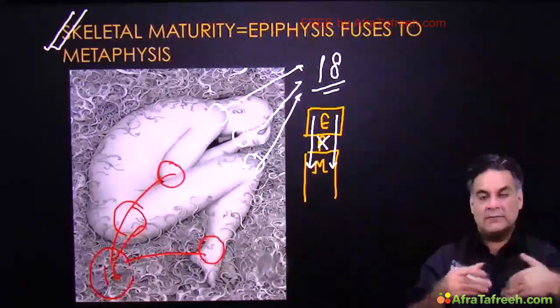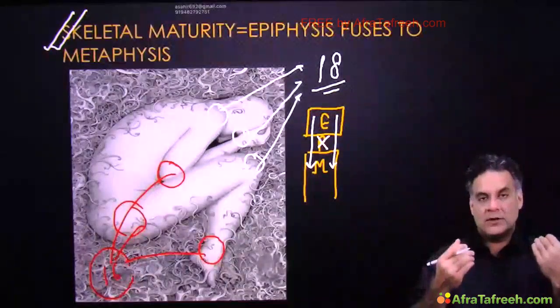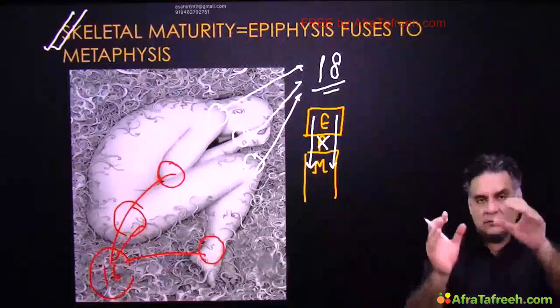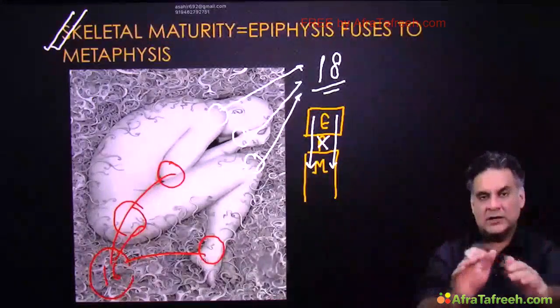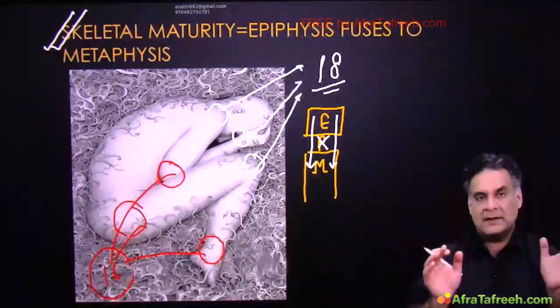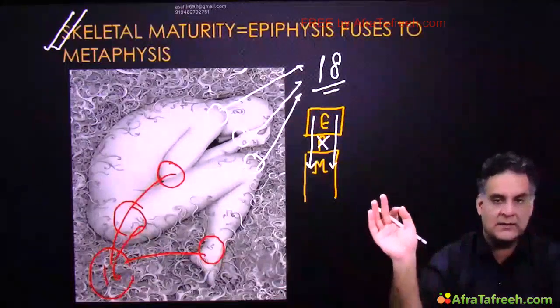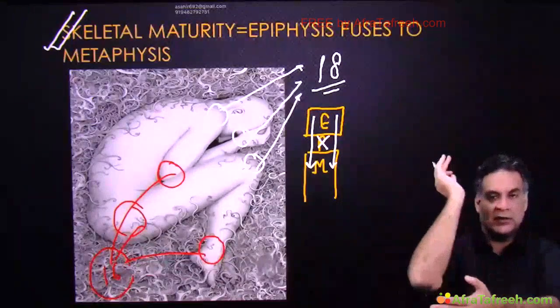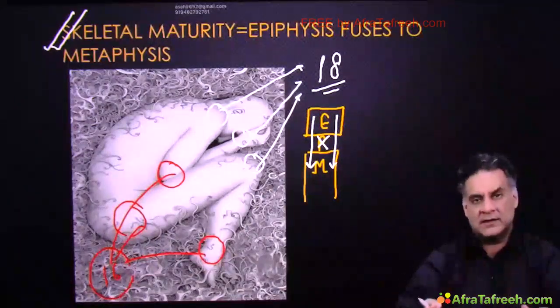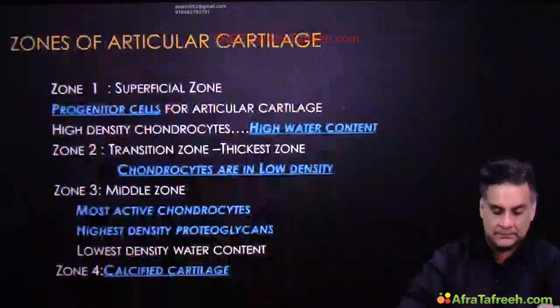So those who look up, they grow more: shoulder, wrist and knee. Those who look down finish early: hip, ankle and elbow. 16 years. One of the commonest questions here: elbow ossifies at what age? So elbow, 16 years. Remember this.